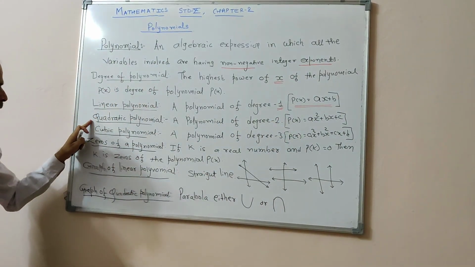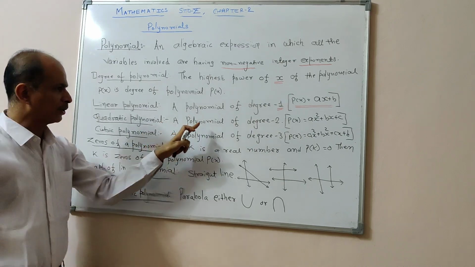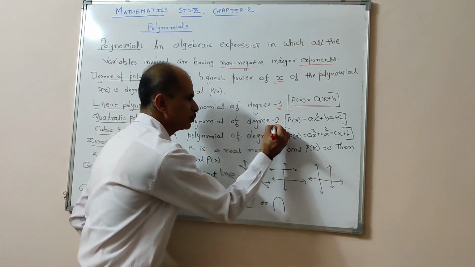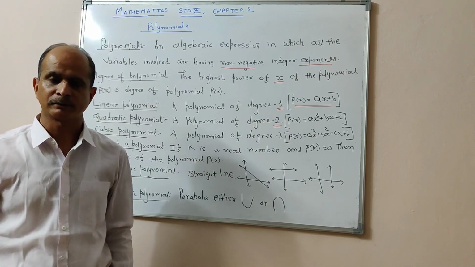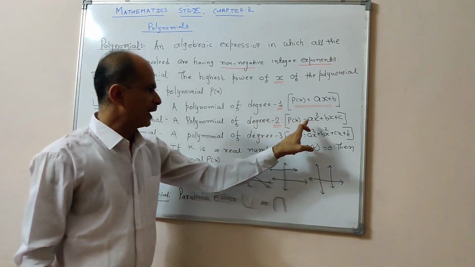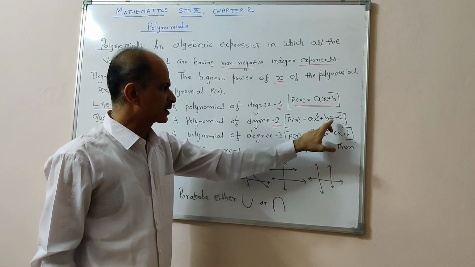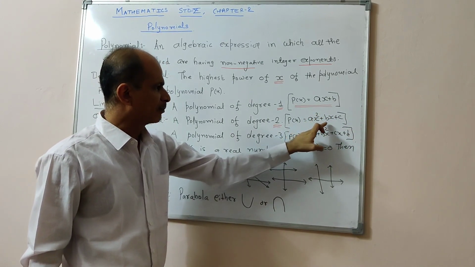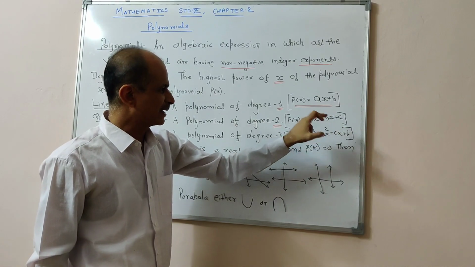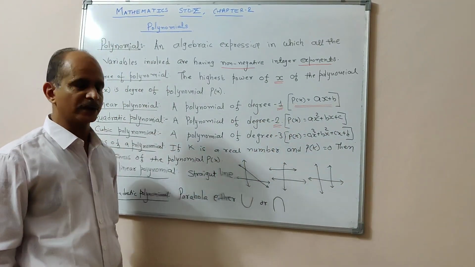Similarly, quadratic polynomial is a polynomial of degree 2. So what is the general form of a quadratic polynomial? Quadratic polynomial is ax² + bx + c, where a is the coefficient of x², b is the coefficient of x, and c is a constant coefficient.